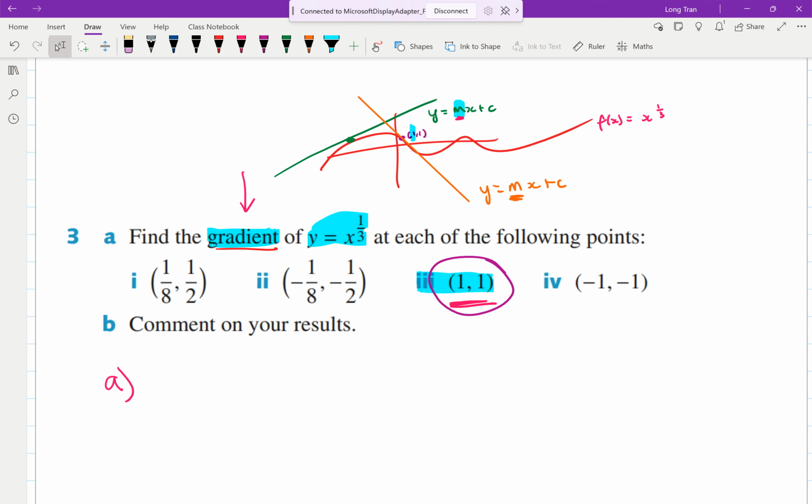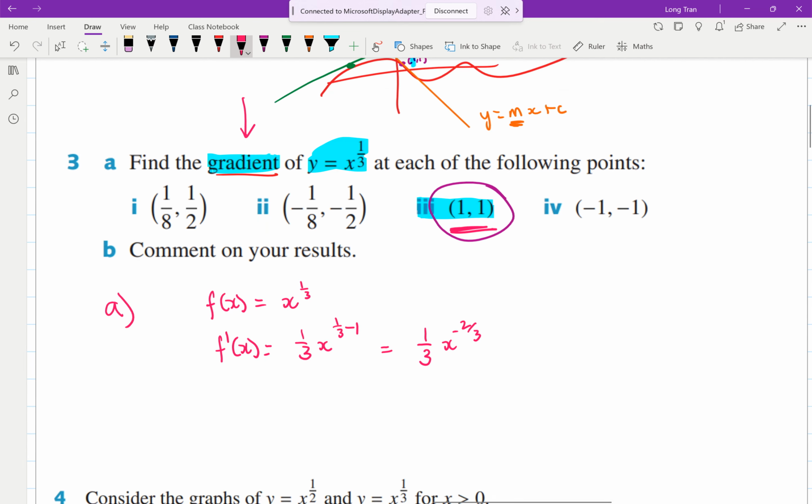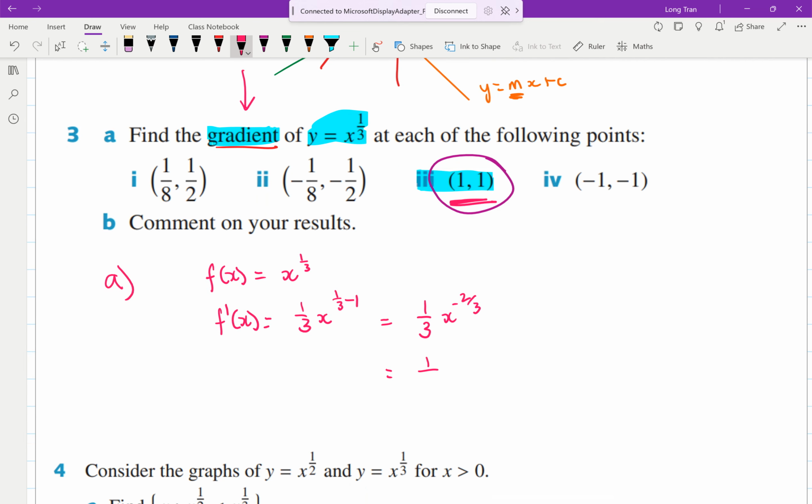So here we go. If f of x was equal to x to the power of a third, the derivative using power rule should be a third x to the power of a third minus 1. And you should have a third x to the power of negative 2/3. And hopefully you wrote your answer with not a negative power, but you could have written it as 1 over x to the power of 2/3. And that's okay. You can change that to surd form if you like. So it could be the cube root of x squared, or you can leave it like that as well. Okay, so we've found our derivative. This is a gradient function.